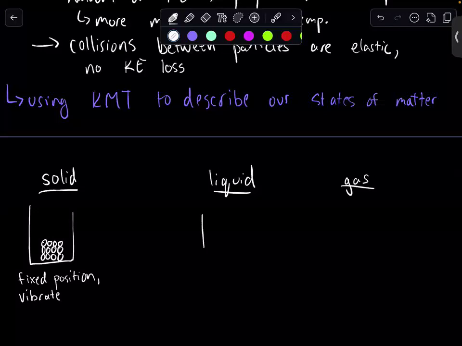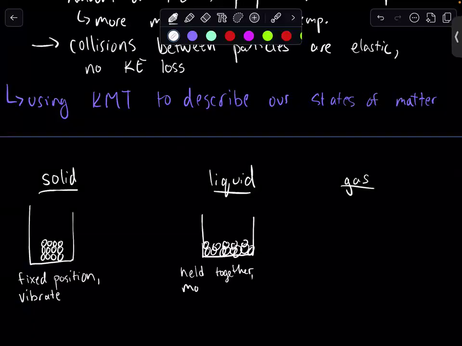Now, in a liquid, we have particles kind of all willy-nilly. No real fixed position. They're on top of each other. You'll notice they still sit at the bottom of the container. We say these particles are held together, but they can still move around. They're kind of sliding around each other. They're always in contact with another particle, but they move left and right, up and down, as long as they stay next to each other.